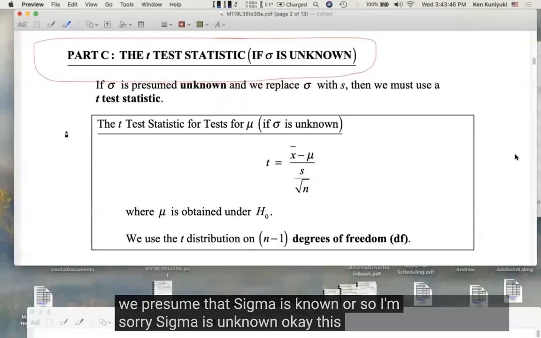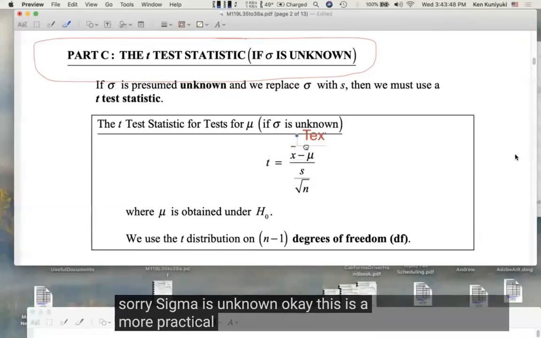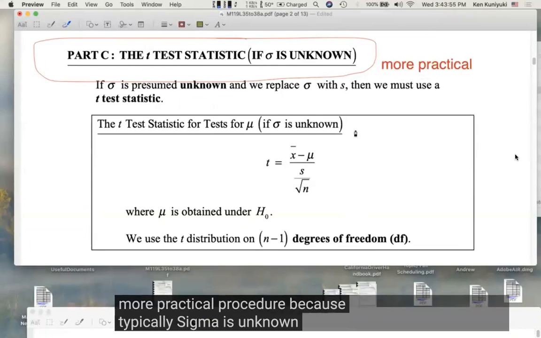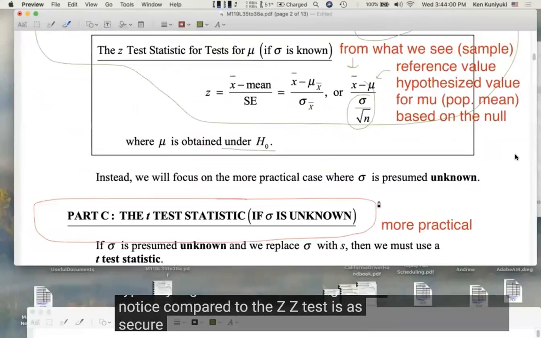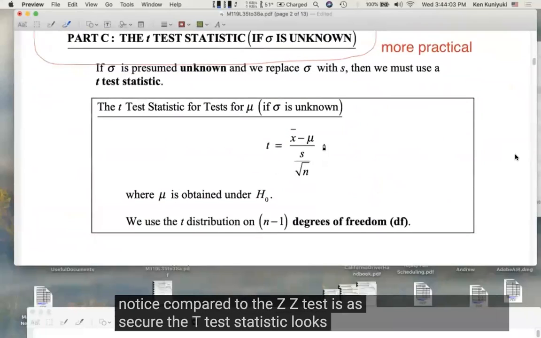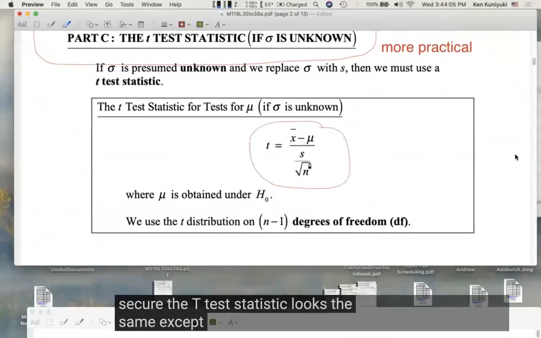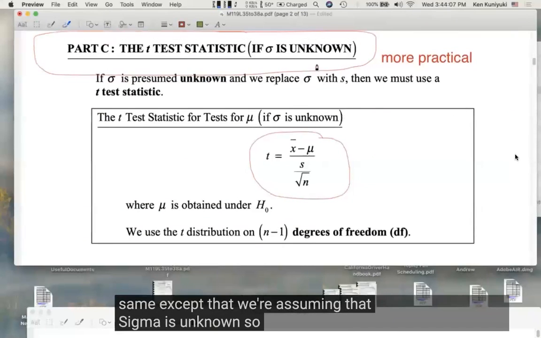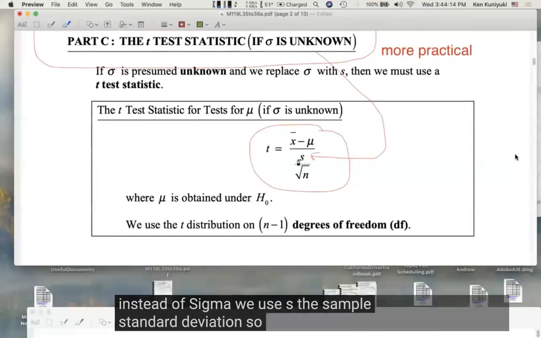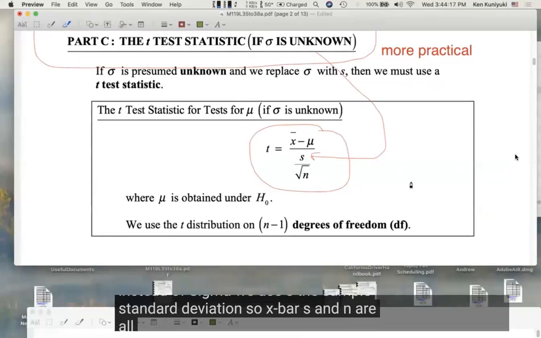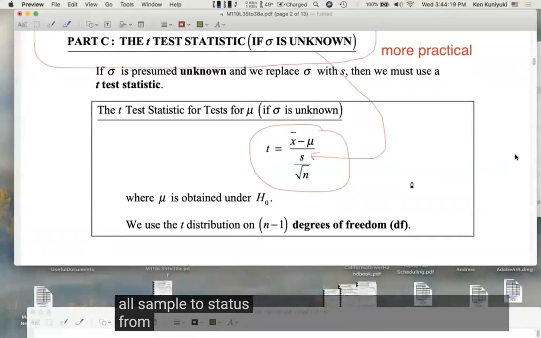Okay. This is a more practical procedure because typically sigma is unknown. All right, now notice, compared to the z-test statistic here, the t-test statistic looks the same, except that we're assuming that sigma is unknown. So because of that, instead of sigma, we use S, the sample standard deviation. So X bar, S, and N are all sample statistics from the sample.